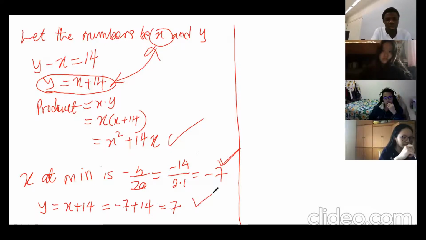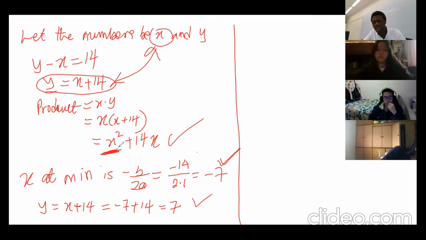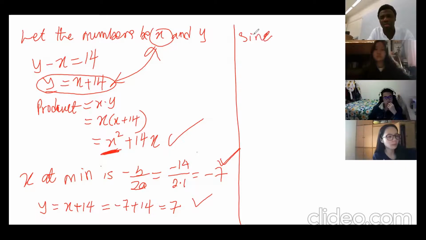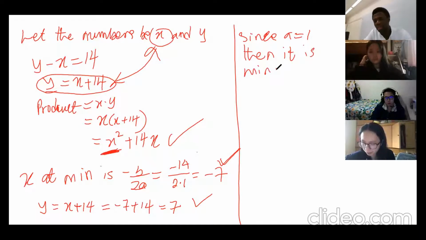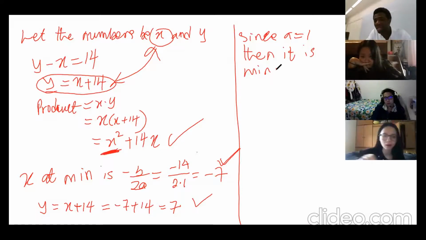How do you know this is minimum? This is a sign that it is minimum. The coefficient of x squared is positive. Okay? So since A is 1, then it is minimum. That's how you know, but you don't have to write all this. So the minimum numbers are x and y, right? So the numbers that make the product minimum are 7 and minus 7. That's what we are saying.